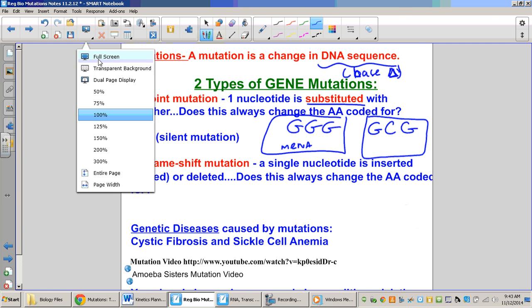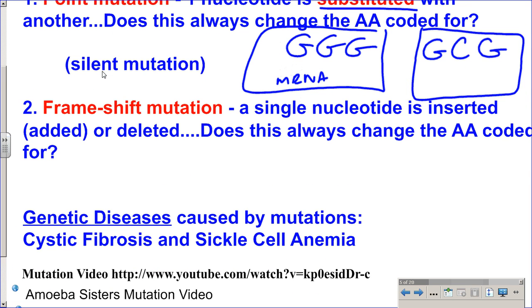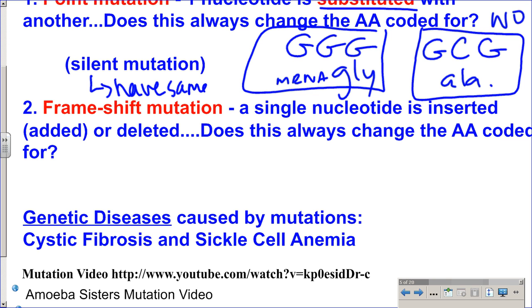So, back here, does it always change the amino acid? No, but it can. Okay, so this one was glycine, and this one was alanine. And a silent mutation is whenever you have the same amino acid that it's coded for.